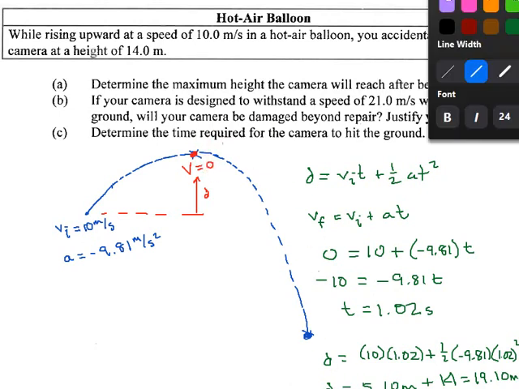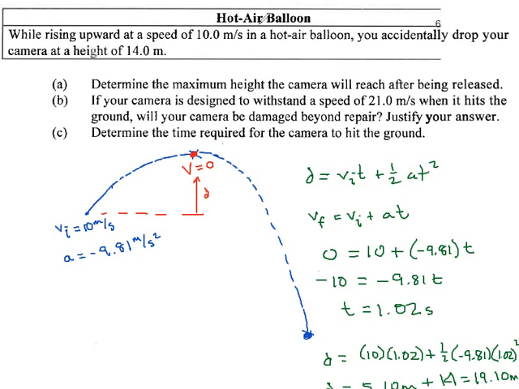The other way you could have done this, I won't do it to save a little bit of time, but another option we could have had is Vf squared equals Vi squared plus 2AD. Final velocity is 0, initial is 10, acceleration is minus 9.81, and we could have solved that for the distance, and that again should give us 5.10 meters if all goes well. So, nice to have options. 19.10 meters is that max height. I'll put that in the diagram, and then we'll see what else they want.